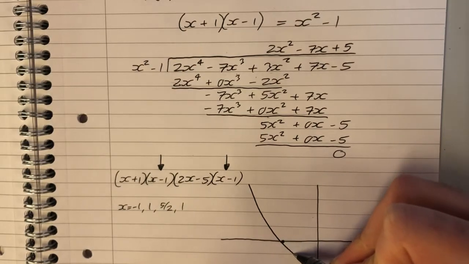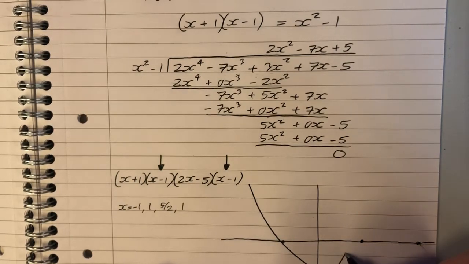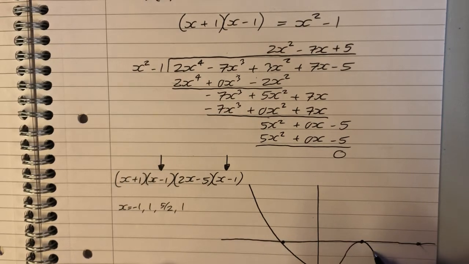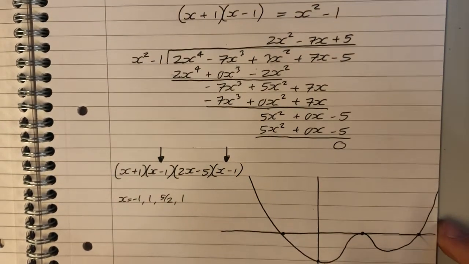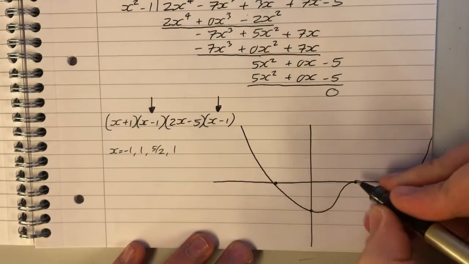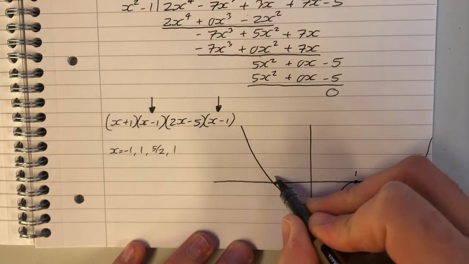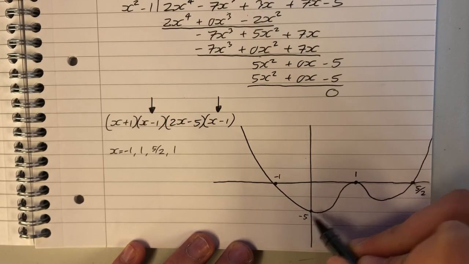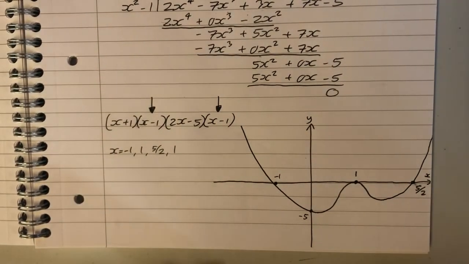It's going to go through my first root. It's going to go through my y-intercept. It's then going to come up, but it's not going to go through at 1. It's going to touch the axis at 1 and turn around before going up through my second positive root. So it looks like this. It just touches the axis at 1, and that is the effect of a double root. And that's minus 1. Crosses down here at minus 5, and that's my y-axis, and that over there is my x-axis.